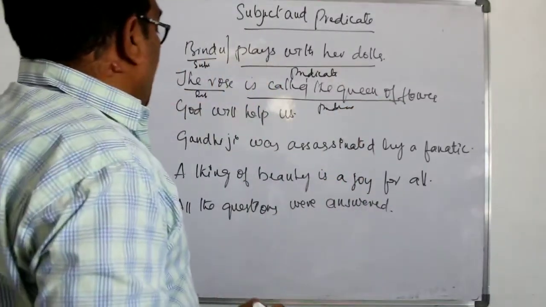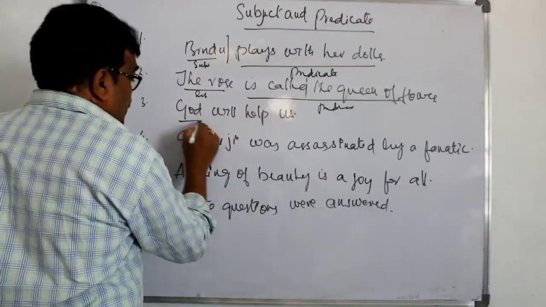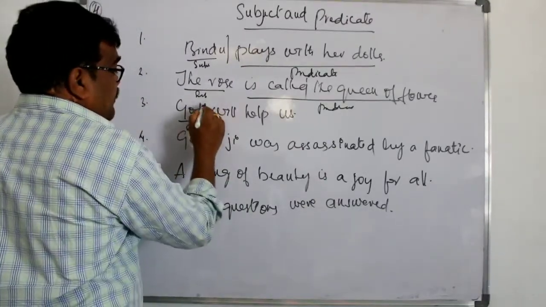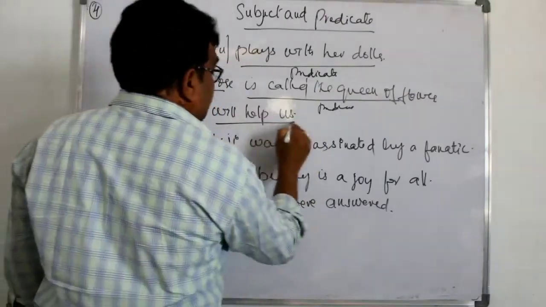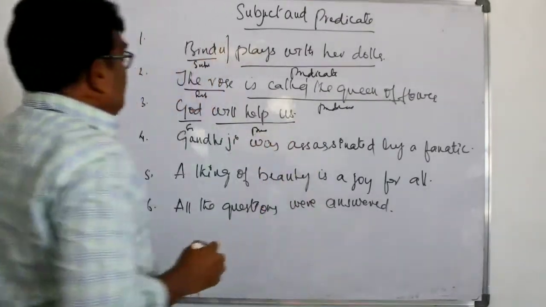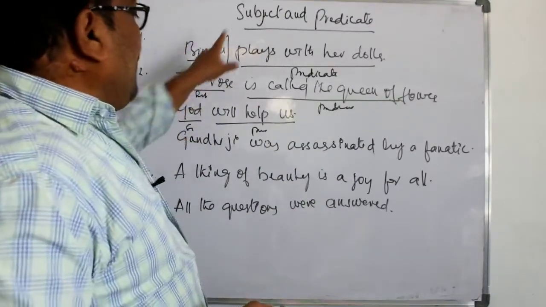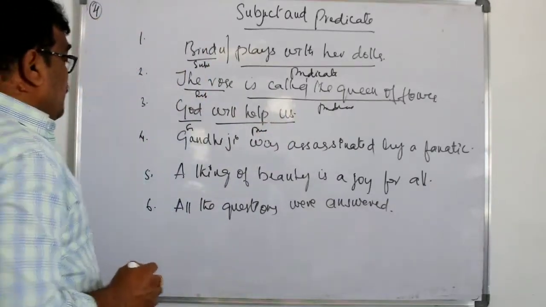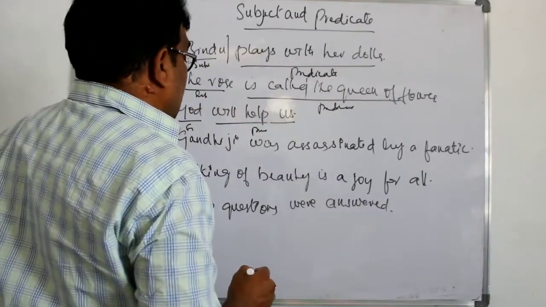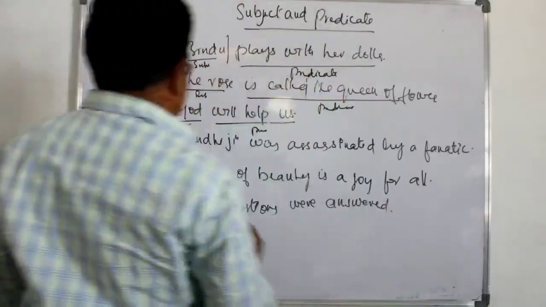Next, God will help us. God is the subject, and from the verb will up to the last, it is the predicate. So what you observe is the subject is the naming part, whereas the predicate is the saying part. Fourth example, Gandhiji was assassinated by a fanatic.